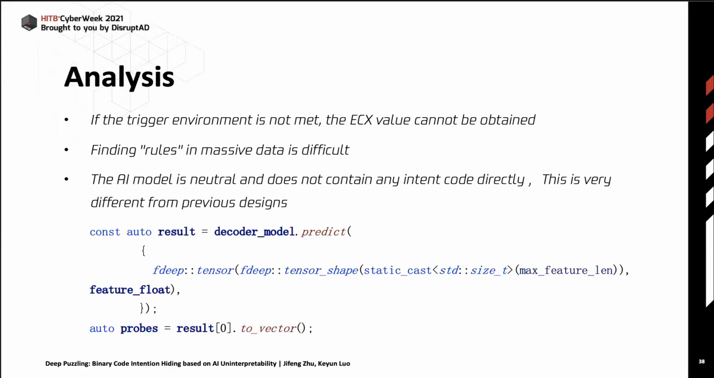Here are the conclusions of the analysis. First, if the trigger environment is not met, the ECX value cannot be obtained. Second, finding the target in massive data is extremely difficult. Third, the AI model is neutral and does not contain any intent code directly. This is very different from previous designs, as shown in the code below. The execution process is clear, but the details are not. It's hard to go inside.